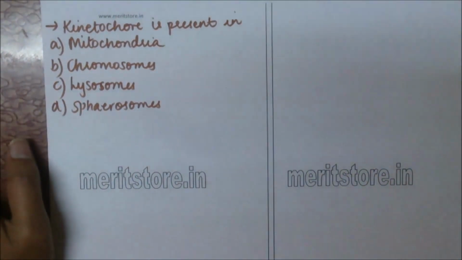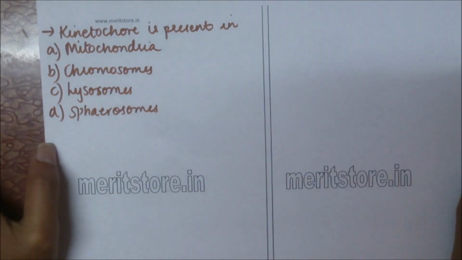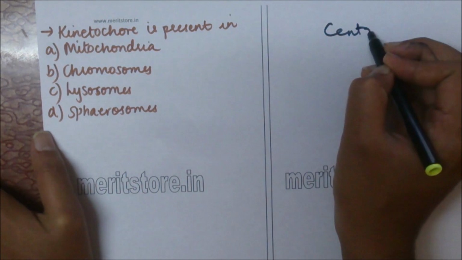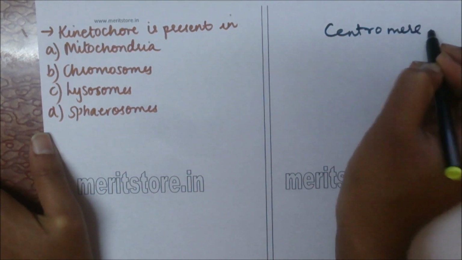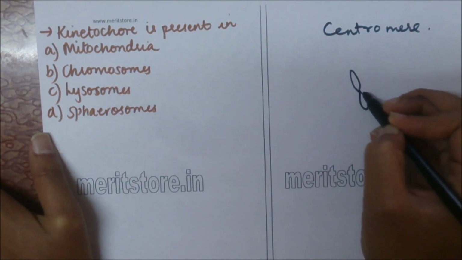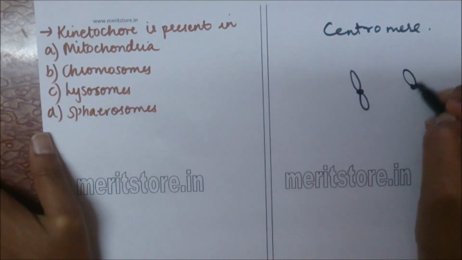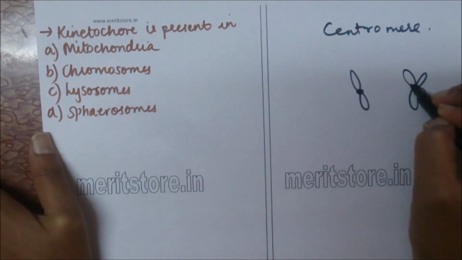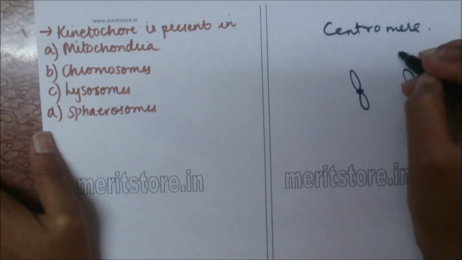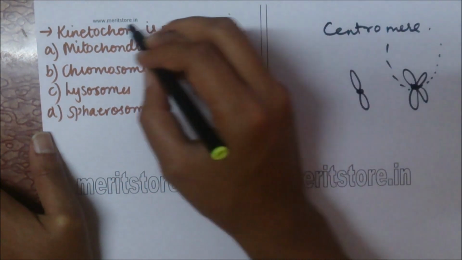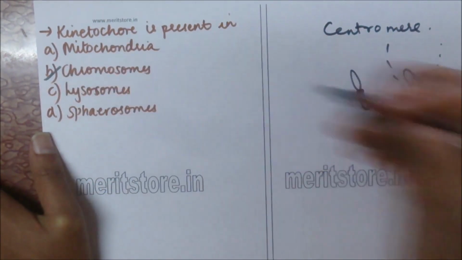Kinetochore is present in A. mitochondria, B. chromosome, C. lysosome, D. spherosomes. Kinetochore, also known as centromere, is present at the center of the chromatid. This is one chromatid and this is a double chromatid, and the center where they attach is known as the centromere. It also helps in attachment of spindle fibers. So centromere or kinetochore is present in chromosomes.